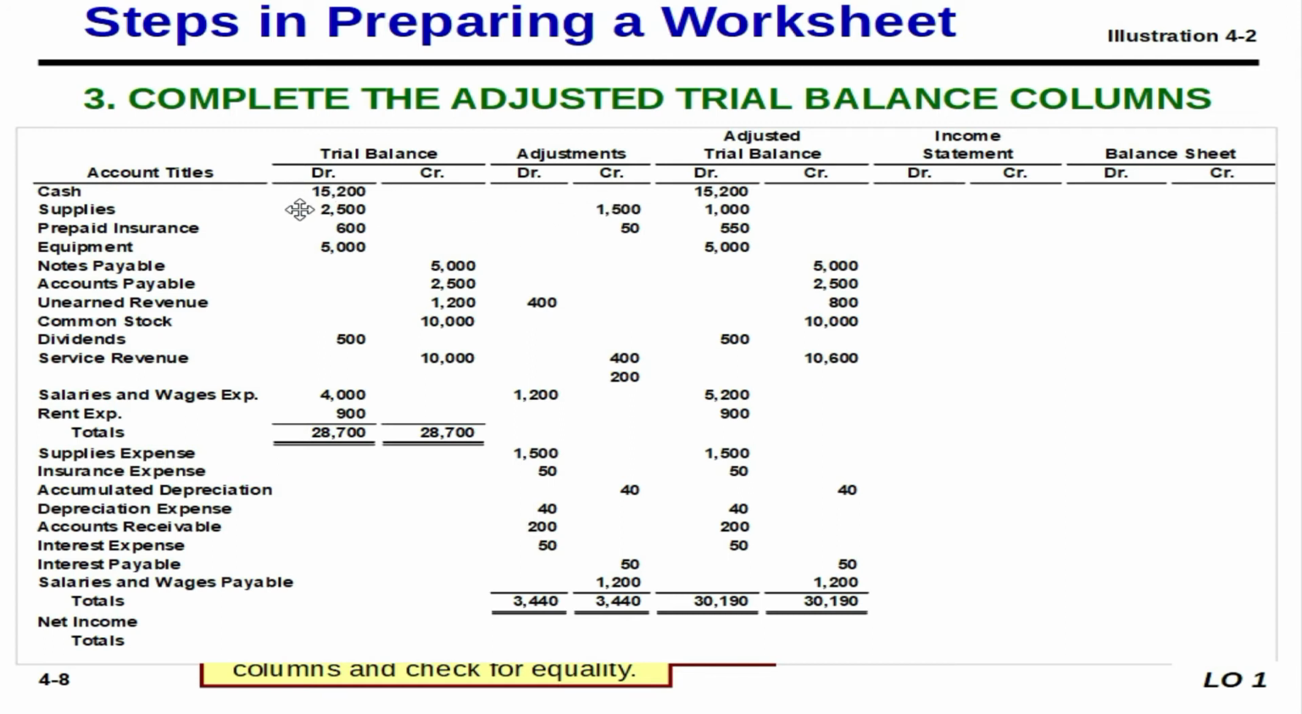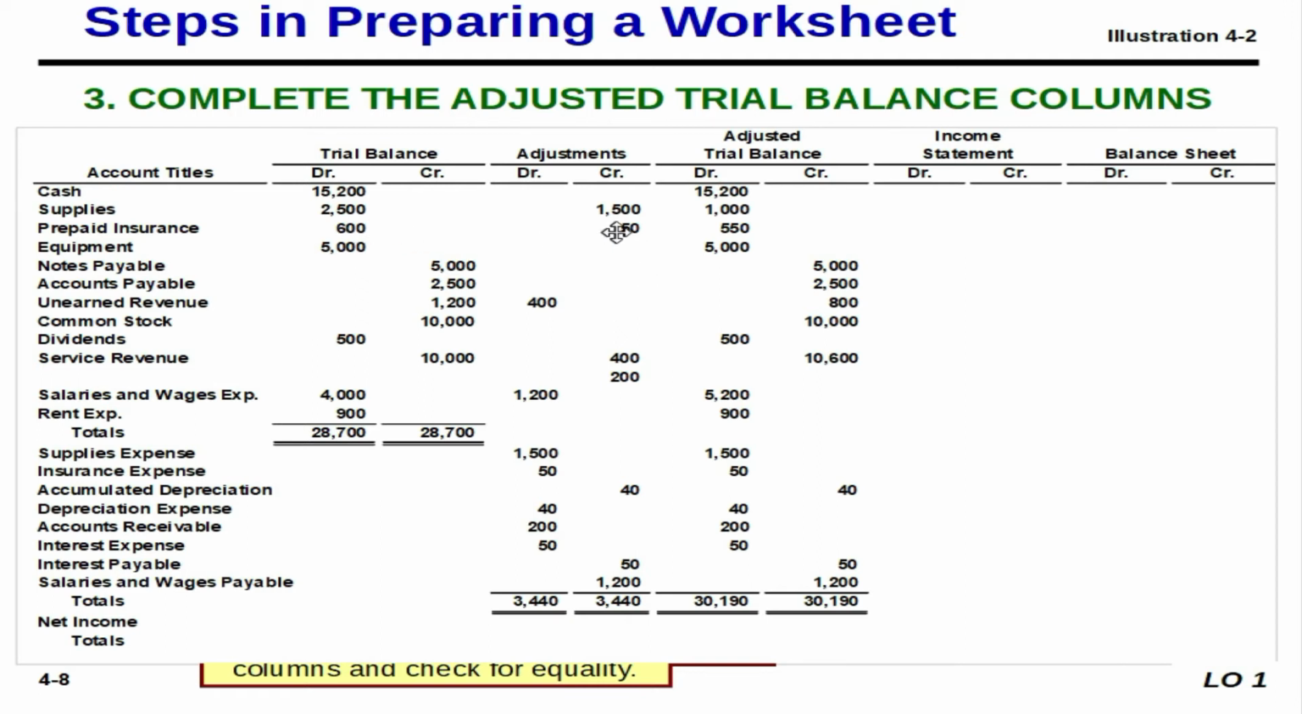So just in your mind, you got to think: supplies, an asset, has a positive normal balance of 2,500, but then we credited it for 1,500, so we got to subtract that. And when we do, we can move over to the adjusted trial balance and just take 2,500 minus 1,500, and that gives us 1,000 remaining on the debit side.